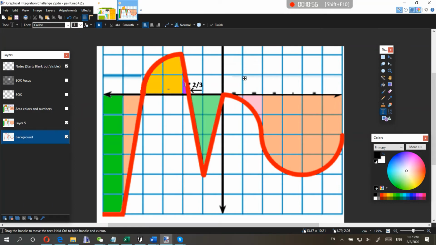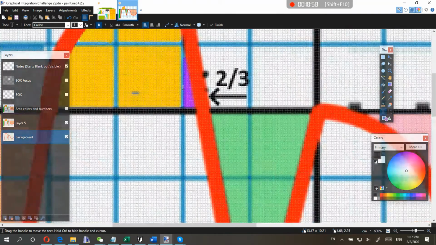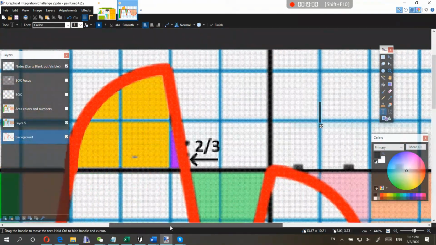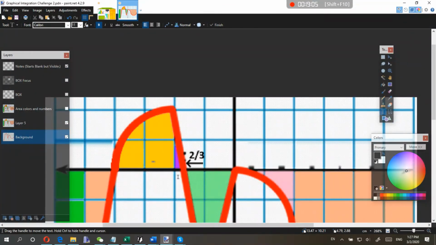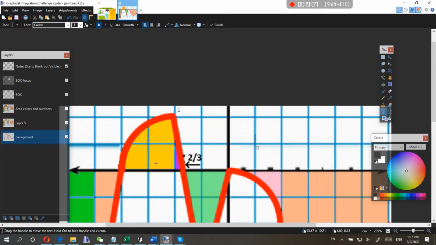Okay, so that means this purple triangle that I have here, this really, really small one, has a base of 1/3 and a height of 2 units, because it has to extend up to here, where the yellow space ends. So my total area for this purple triangle would be 1/3.